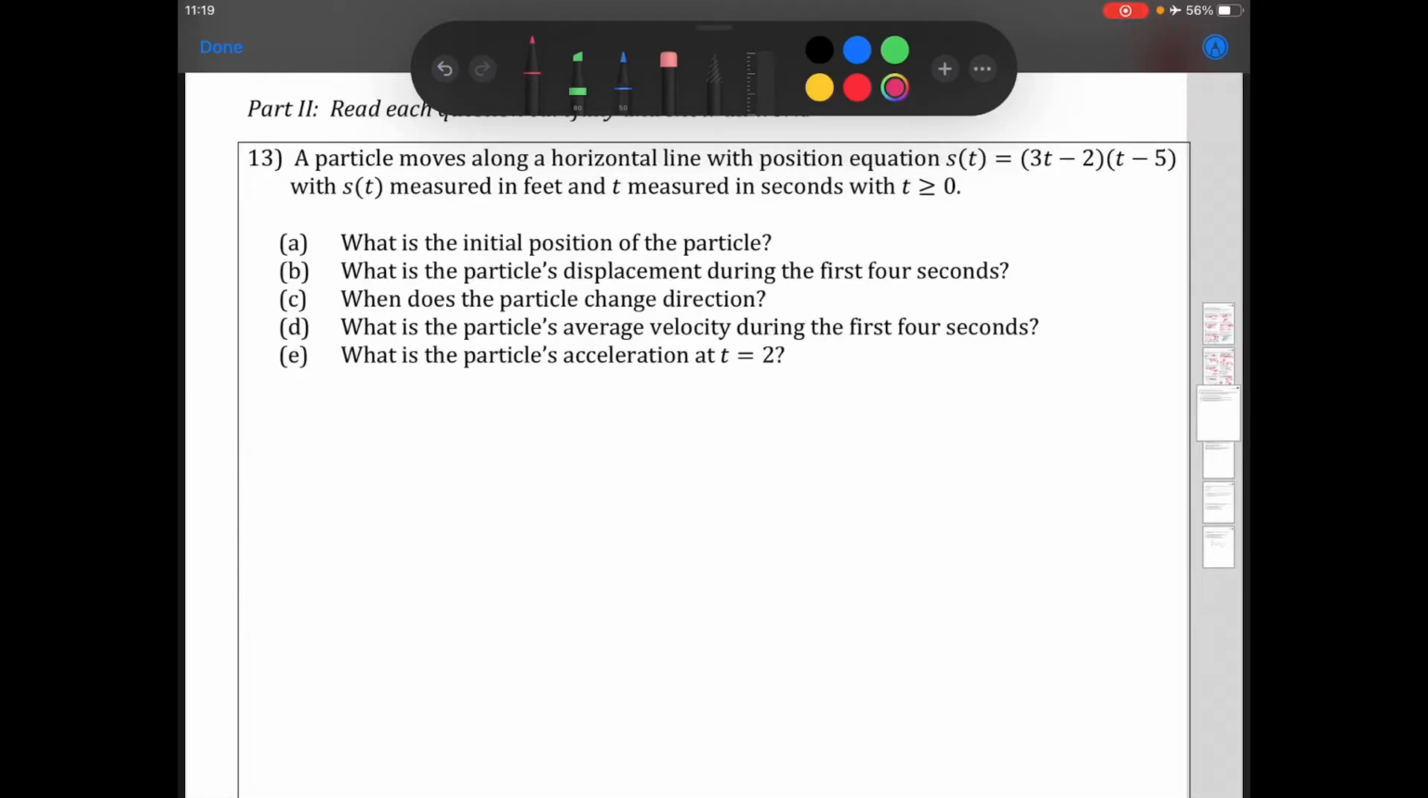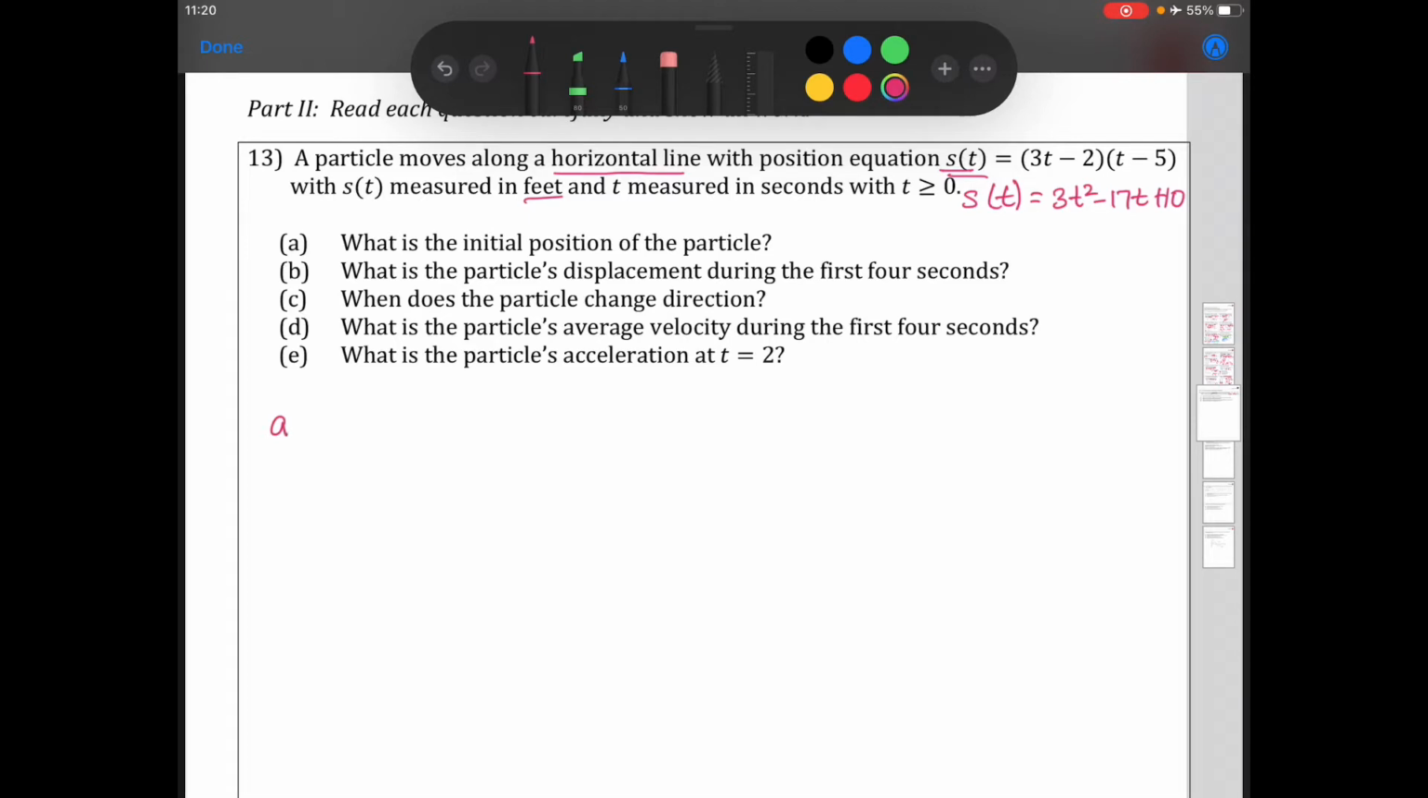Part 2, number 13. A particle moves along a horizontal line with position equation S of t equals (3t minus 2)(t minus 5), with S of t measured in feet and t measured in seconds, with t greater than or equal to 0. So here my position equation is given to me. I'm going to actually simplify it. If I double distribute it, I do get 3t squared minus 17t plus 10, right?